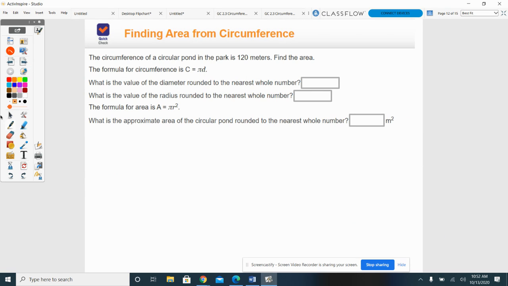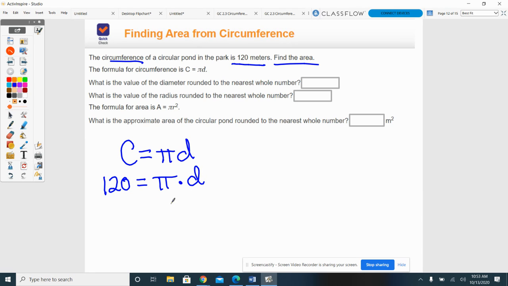Let's see, what this one's very similar. The circumference of a circular pond is 120 meters. Find the area. So if they tell me the circumference, I'm going to write my formula down. I'm going to plug in what they told me the circumference is, and I'm going to use a little math to figure out what the diameter is.